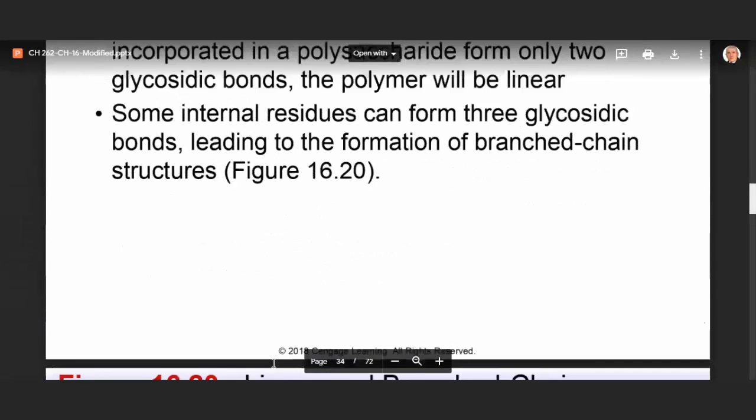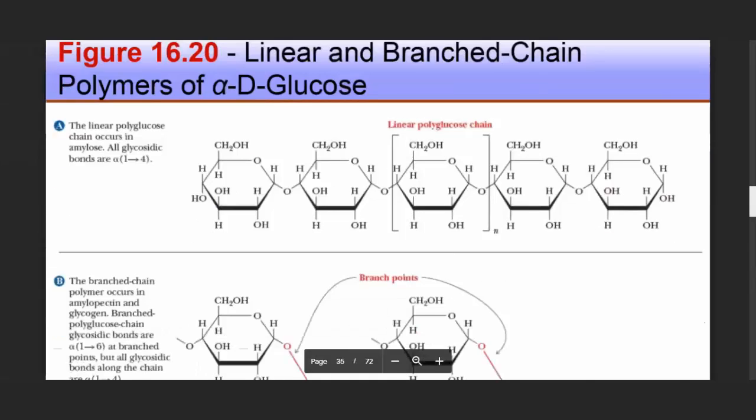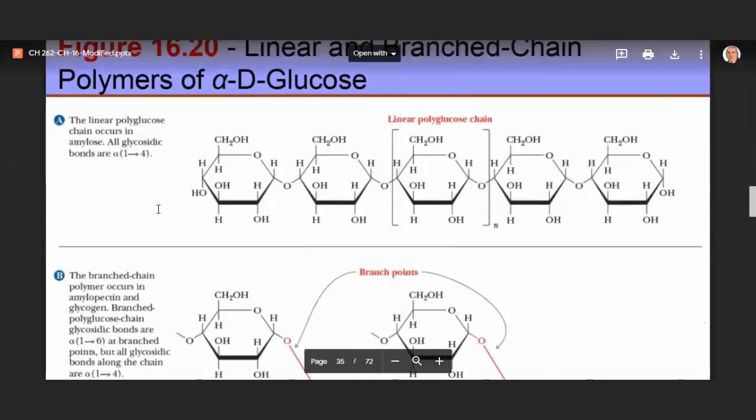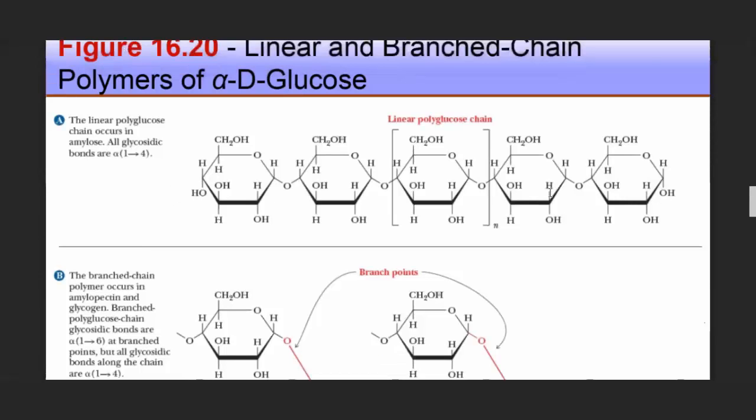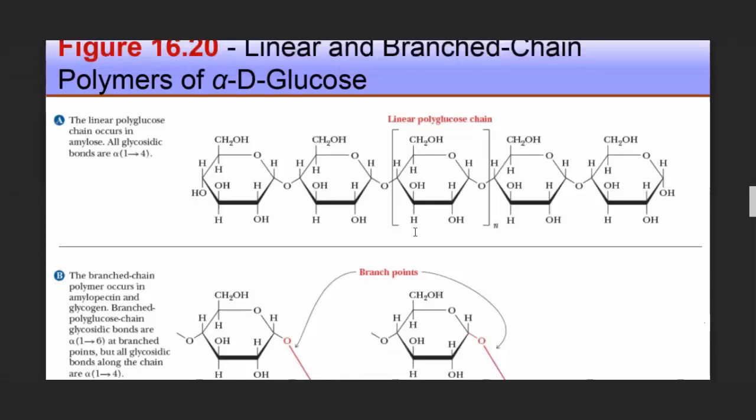Okay, so here, if we look at this figure, this is the last figure we want to talk about. It shows us linear and branch chain polymers of alpha D glucose. Here notice that this is linear. All the types of linkages are alpha 1,4. So in linear forms we have alpha 1,4.